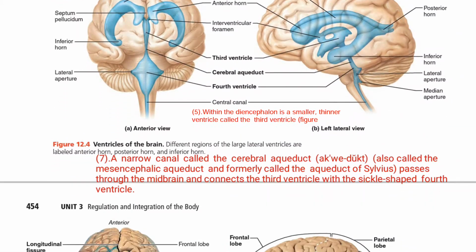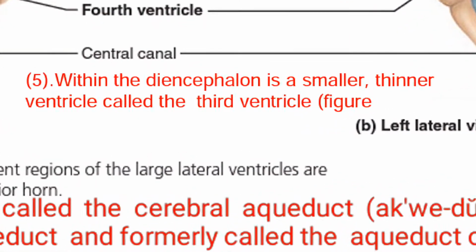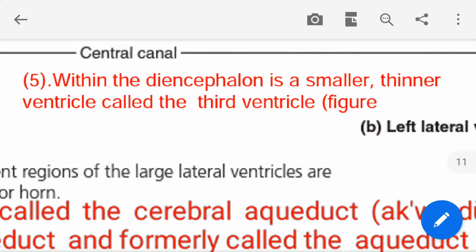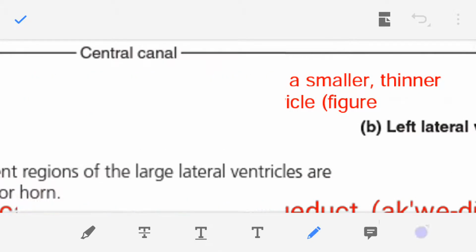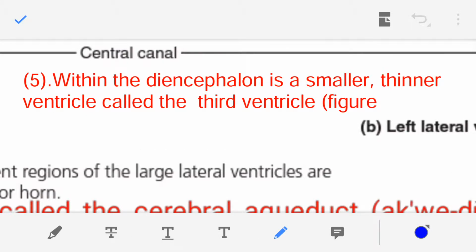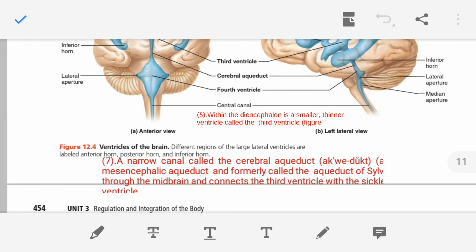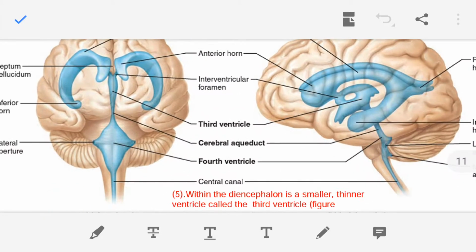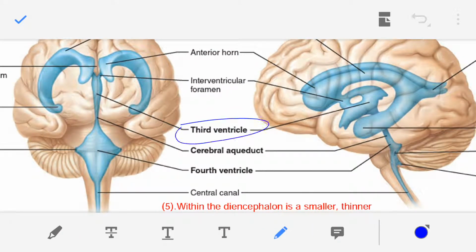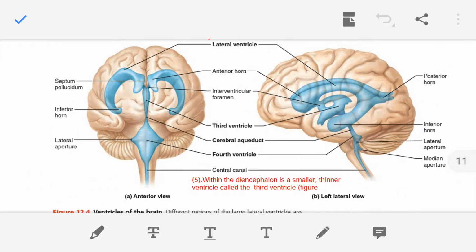Now the fifth point we are discussing. Within the diencephalon, a smaller thinner ventricle is present, which is known as the third ventricle. So in the diencephalon, a small thin ventricle is present and known as the third ventricle. This is the third ventricle.